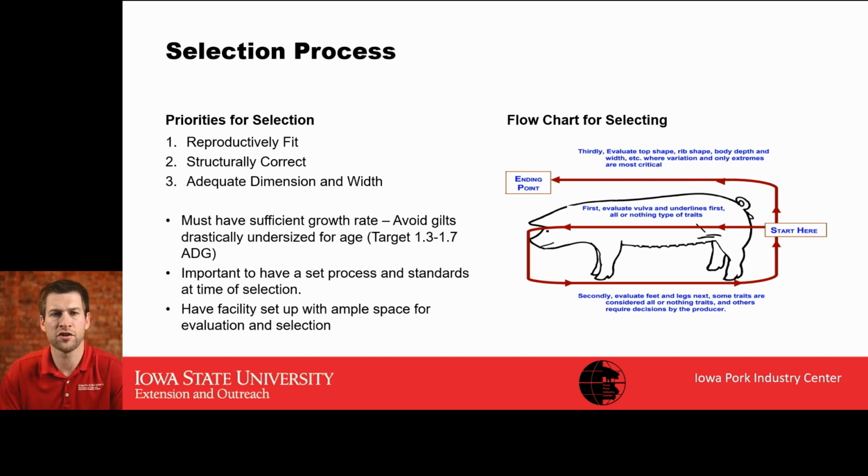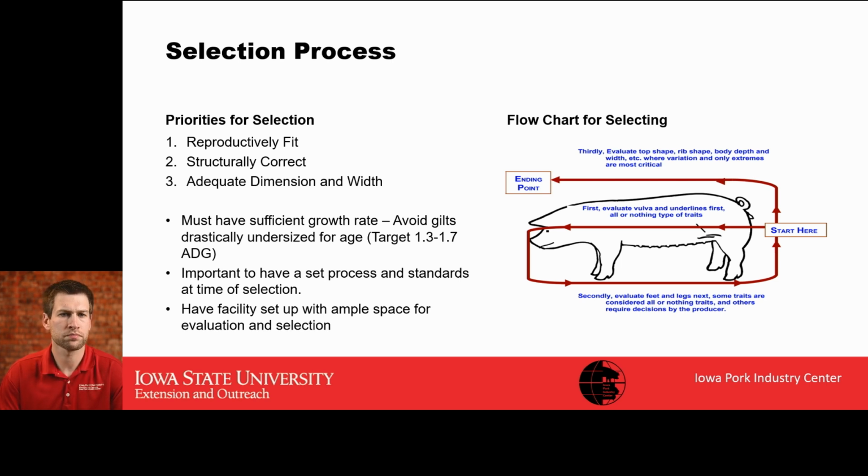Other things we need to consider is obviously we need to have growth rate. These eventual females are going to be parent stock to commercial market hogs, so we need to have ones that can contribute sufficient growth rate to commercial market hogs. And ultimately, we want to avoid gilts that are drastically undersized for their age. So again, we want to target a lifetime average daily gain here of about 1.3 to 1.7 or 1.8. So really trying to avoid those gilts that are really far behind from a weight or average daily gain standpoint.